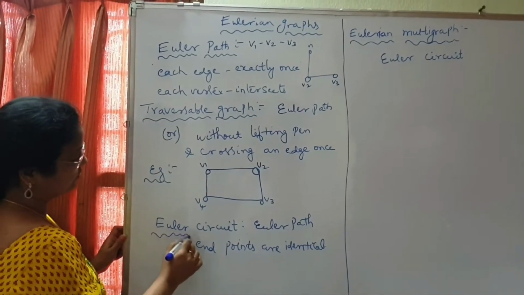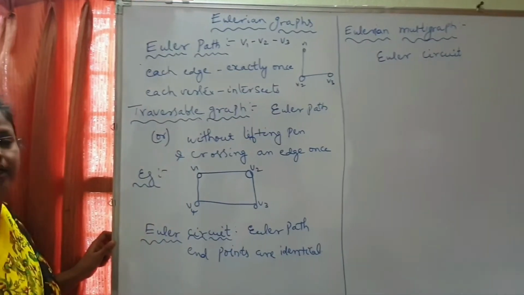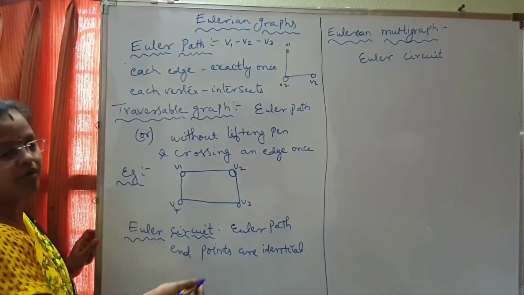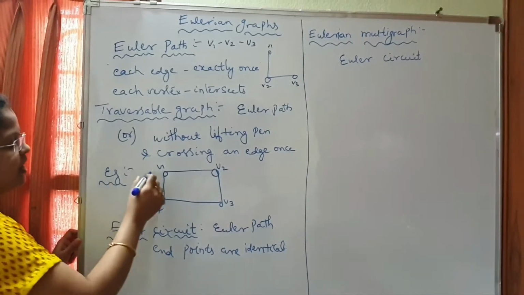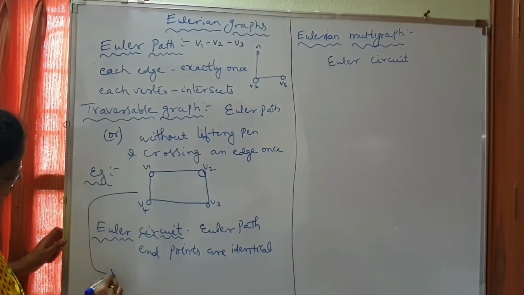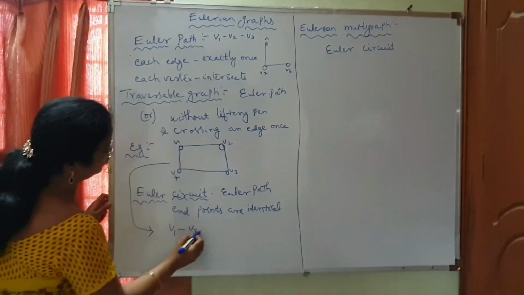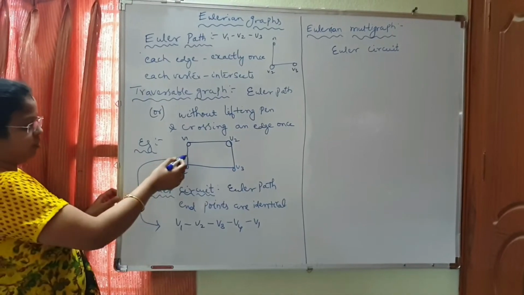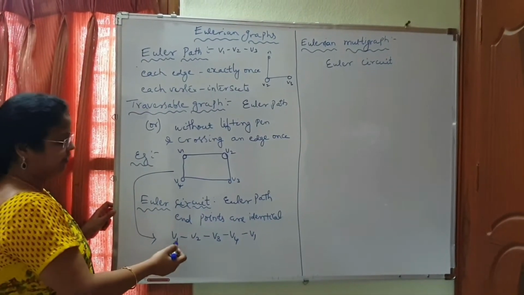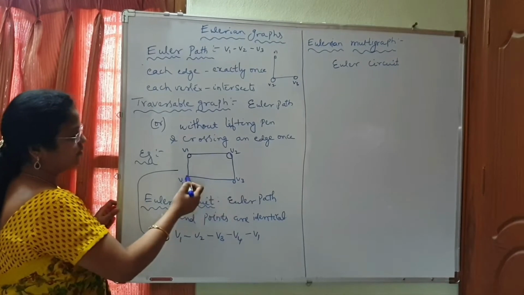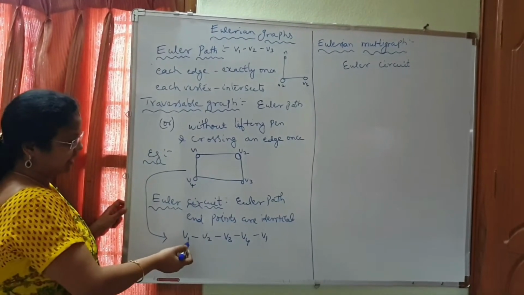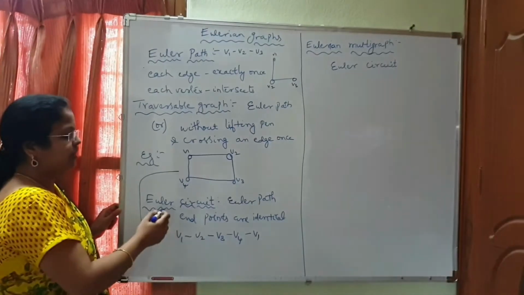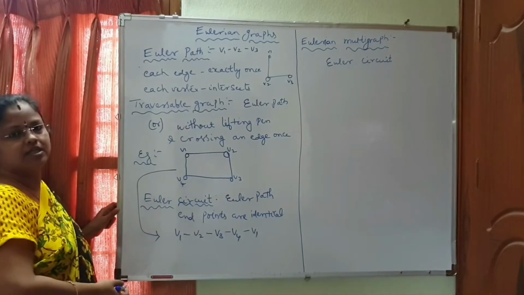Next I am going to tell you the definition of an Euler circuit. An Euler circuit is nothing but a circuit, an Euler path for which the endpoints are identical. So here, for the same graph, if you write the path V1 to V2, V2 to V3, V3 to V4, and V4 to V1, and observe clearly, it is an Euler path for which the end vertices are identical. Therefore, you can call this graph an Euler circuit.